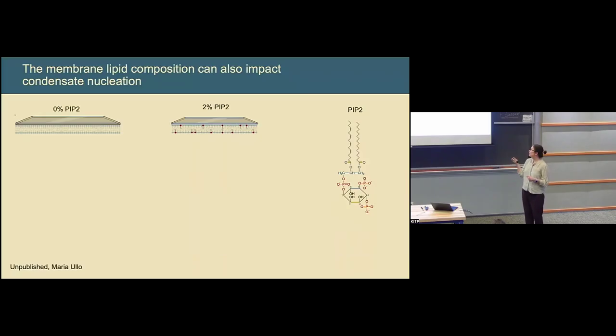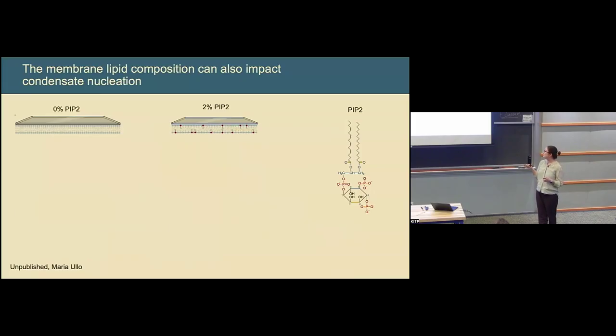And so we wondered what would happen. Can the lipid composition also play a similar role as a receptor, to recruit phase-separating proteins to the plasma membrane and potentially regulate condensate nucleation? To test this, we took a bilayer that just contained phosphatidylcholine, no receptor, so just lipids, and compared it to a bilayer that contains 2% PIP2, which is in the physiological range of the concentration of this lipid on the plasma membrane.